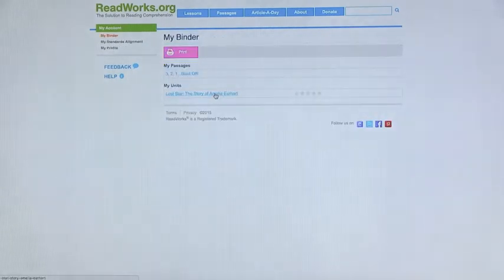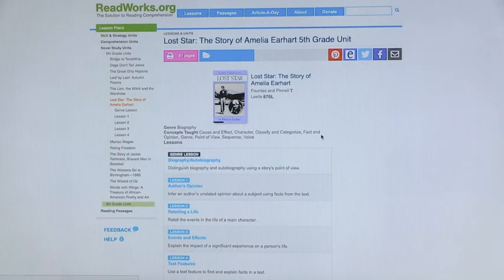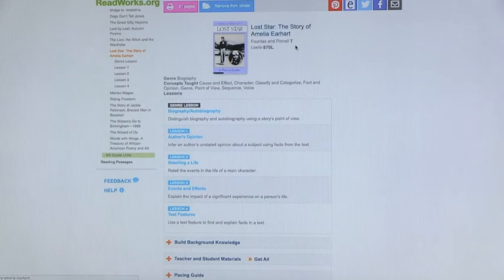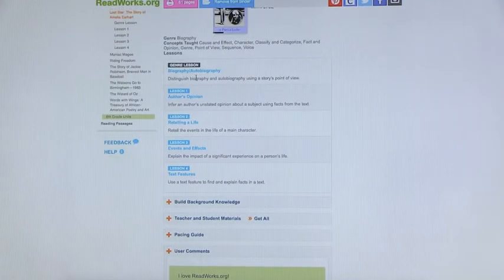So the other thing that I saved was a unit. And so they don't provide you the full book, but I was looking at Lone Star, the story of Amelia Earhart, because I was on a science kick when I was going through this stuff, but it sets up different lessons for you. And it talks about how do you teach your students the difference between a biography and an autobiography. And then author's opinion, retelling a life, events and effects, and then features of the text.